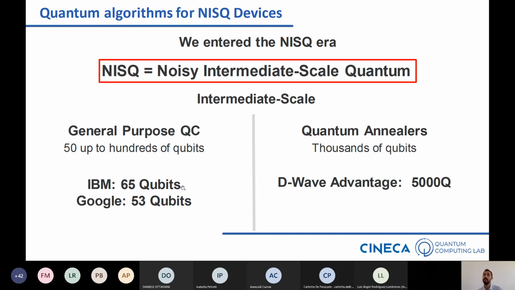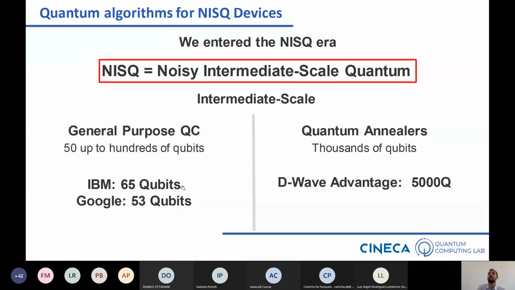For quantum annealers, there's also intermediate scale. Quantum annealing is easier to build than a general purpose quantum computer working on gates. Right now, the most advanced is the Advantage from D-Wave that has 5,000 qubits. So intermediate scale is going to be thousands of qubits, and we're still in the intermediate scale.